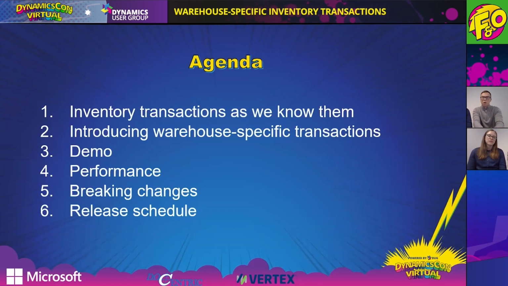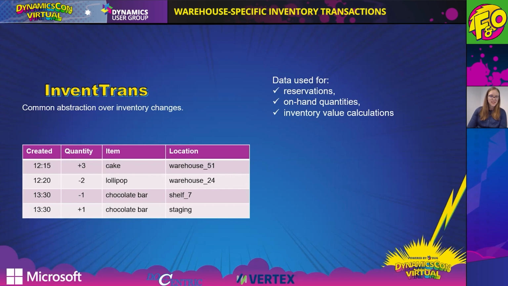At first, we will start by describing how the existing solution works. We will talk about inventory transactions, and we will explain the problems we face with inventory transactions in warehouse operations. That will lead us towards the introduction of the new feature, the new solution, which we are presenting here. Then we will make a demo of the feature. We will talk about the performance of the feature, and we will end by discussing breaking changes and the release schedule.